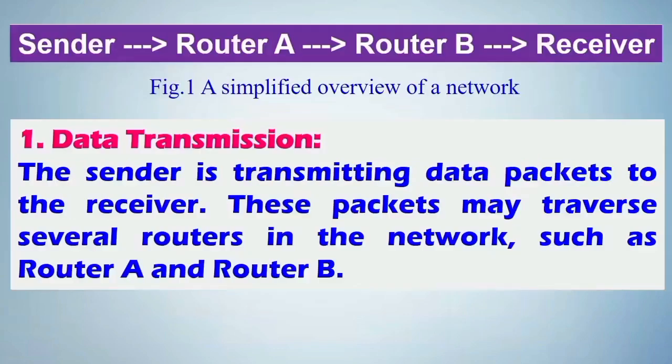Data transmission. The sender is transmitting data packets to the receiver. These packets may traverse several routers in the network, such as router A and router B. That is, the sender is sending data packets to the receiver, and these packets may pass through multiple routers within the network, including router A and router B.